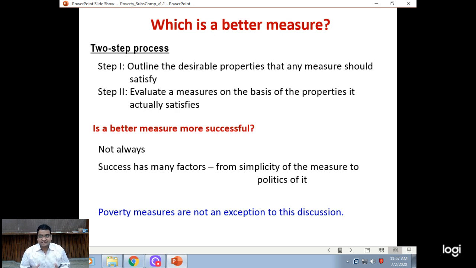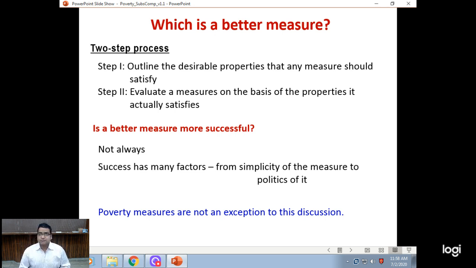The process we follow to arrive at the better measure is basically two steps. In the first step, we outline the desirable properties of the measure, and in the second step, we see among the competing measures which is able to satisfy most of the properties. The measure which satisfies more properties in a desirable way, we call a superior or better measure, and that measure perhaps goes on to replace the earlier measure.